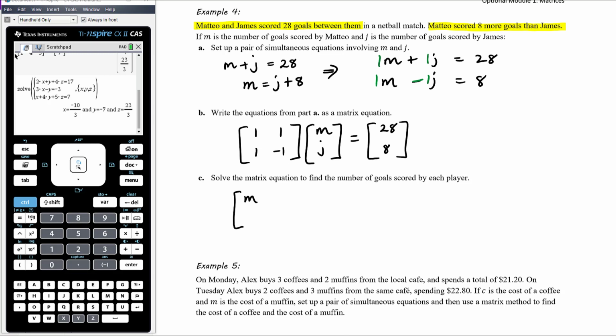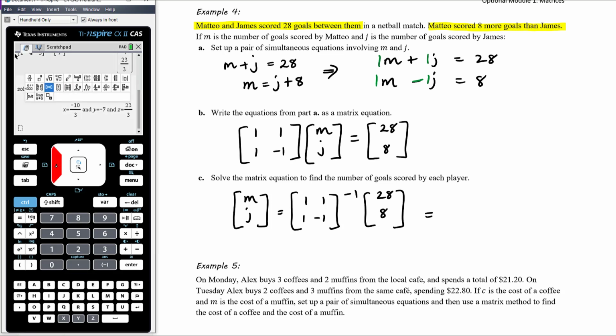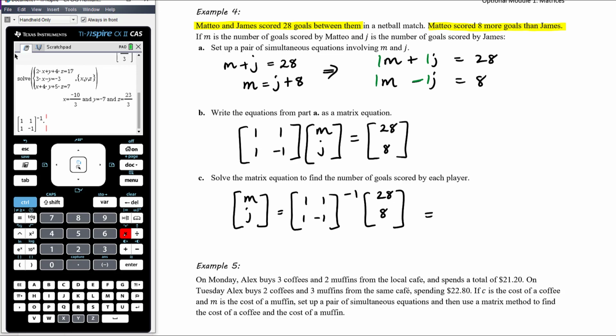So we know to solve this matrix equation, we're going to need to pre-multiply by the inverse of that. And so we can get our CAS to do that. Or we can get our CAS to just solve the simultaneous equations. We'll have no way of knowing in marking your test or exam. 1, 1, 1, negative 1 to the power of negative 1, so it's inverse of that, and then multiplying by 28, 8.